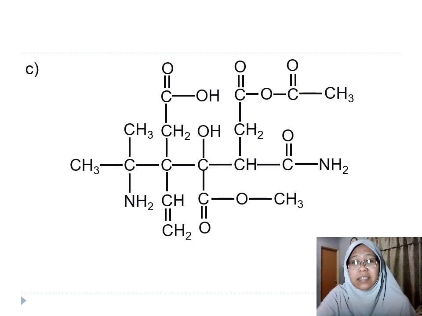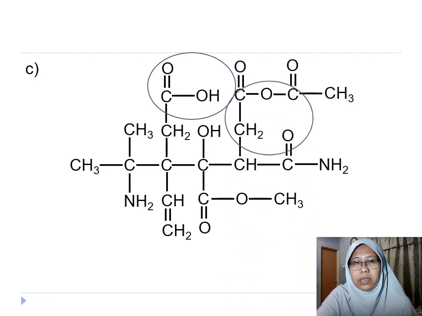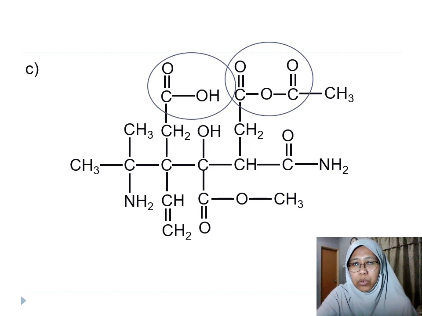Look at the third molecule. Wow, it's a big organic compound, and it has a lot of functional groups. So let's look at it one by one. The top one here, C double bond OOH, is a carboxyl group. On the right, it has two C double bond O with O in the middle. This is called acid anhydride. And this one we have done, hydroxy compound OH.